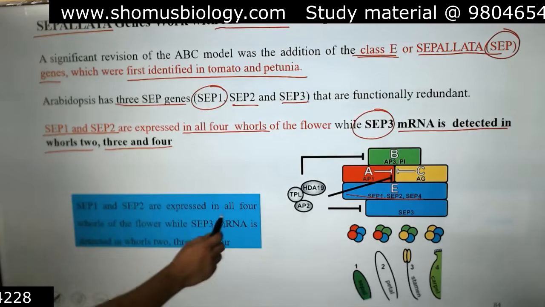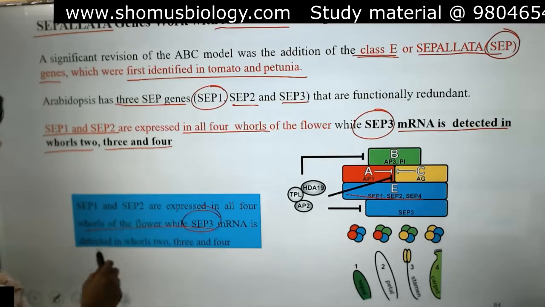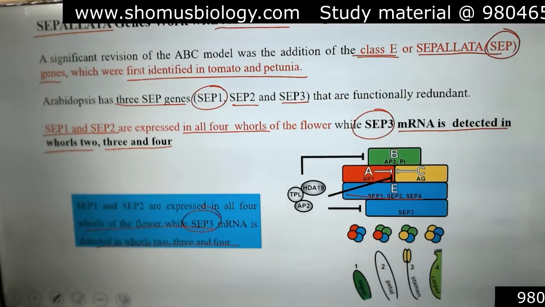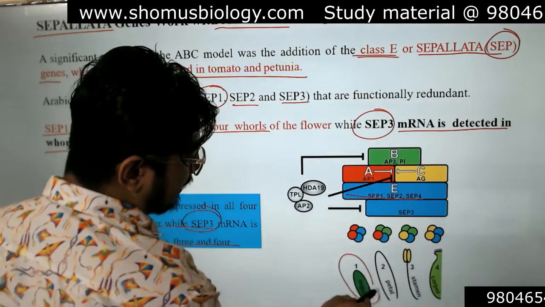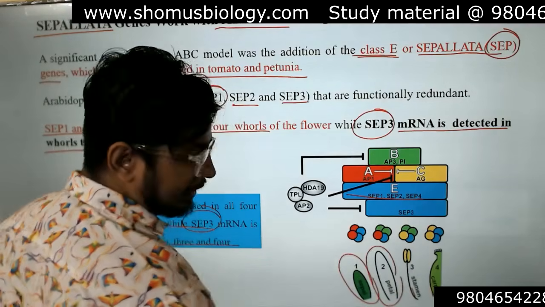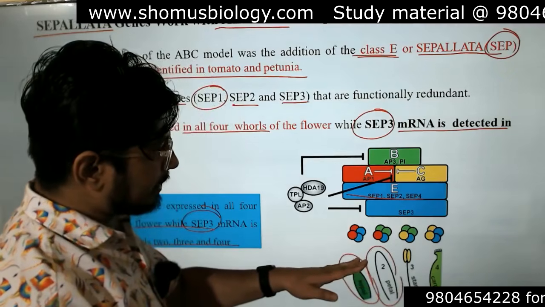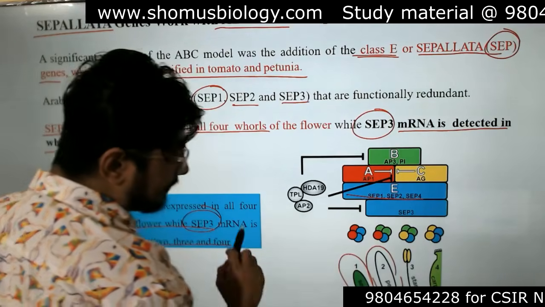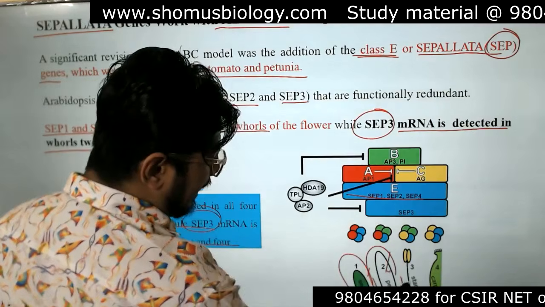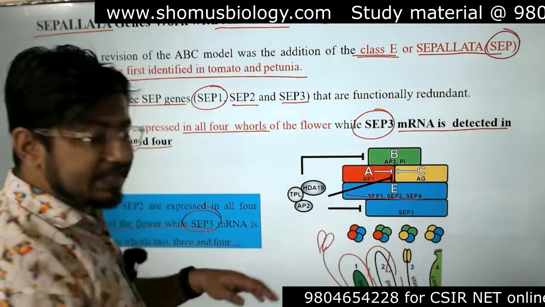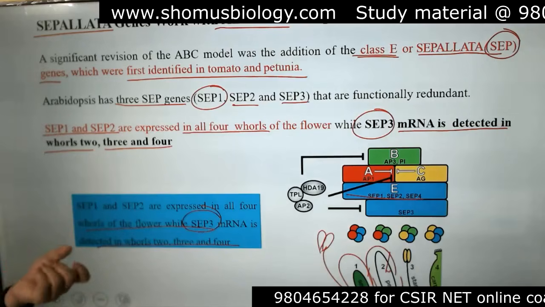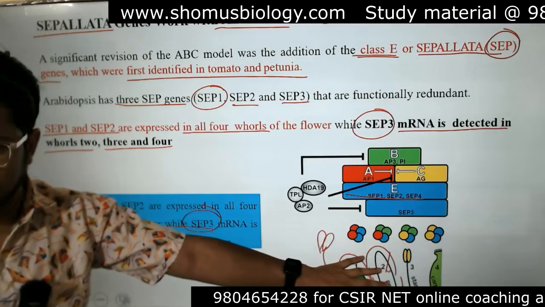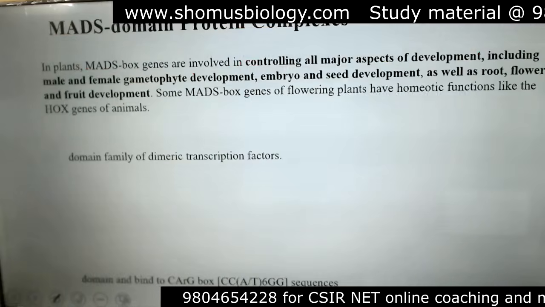So SEP1 and SEP2 are expressed in all four whorls, and SEP3, remember, detected in whorl 2, 3 and 4, not in whorl number 1. Okay. In this particular picture, you can see the sepal is present, then petal, then stamen, then carpel. This is how they are organized. And this organization is very, very important. And the presence of SEP actually denotes how they will be organized. If stamen is present outermost, that's not safe for the plant because stamen need to be protected. Otherwise, it will be destroyed due to many other reasons. So that's why you need to place it inside.